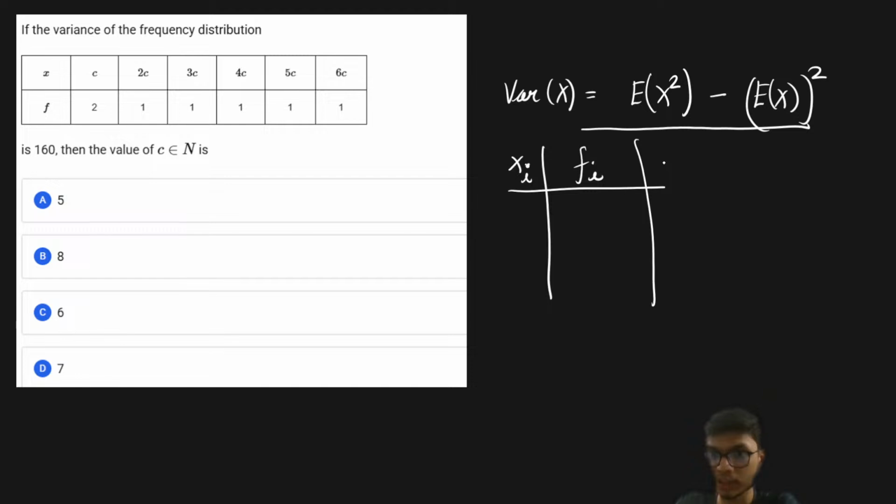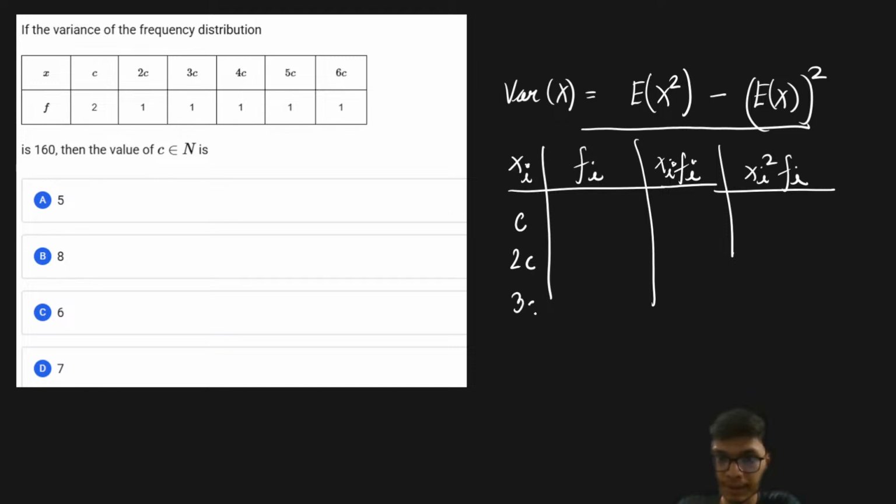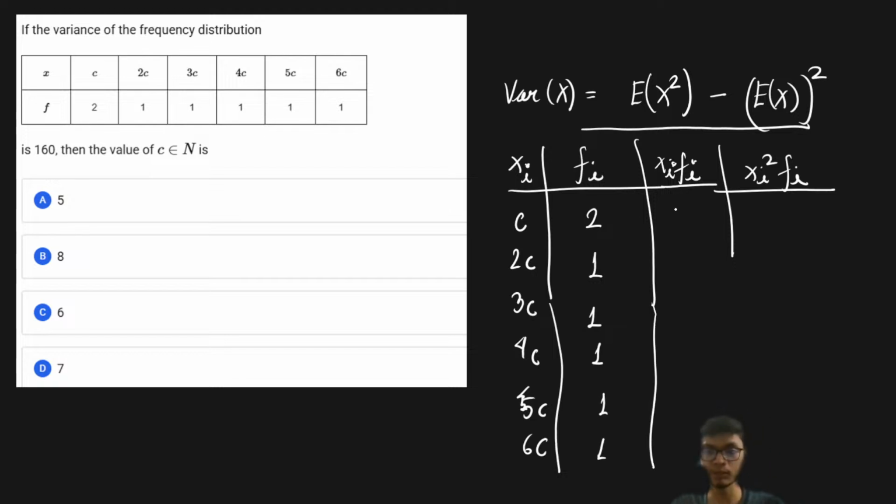And we need to find the first moment, that is xi fi, and the second moment, that is xi square into fi, right? The xi values are given as c, 2c, 3c, 4c, 5c, and 6c, right? And the corresponding fi values are 2, 1, 1, 1, 1, and 1, right? So if we take the first moment, it is going to be equal to 2c, 2c, 3c, 4c, 5c, and 6 times c, right?